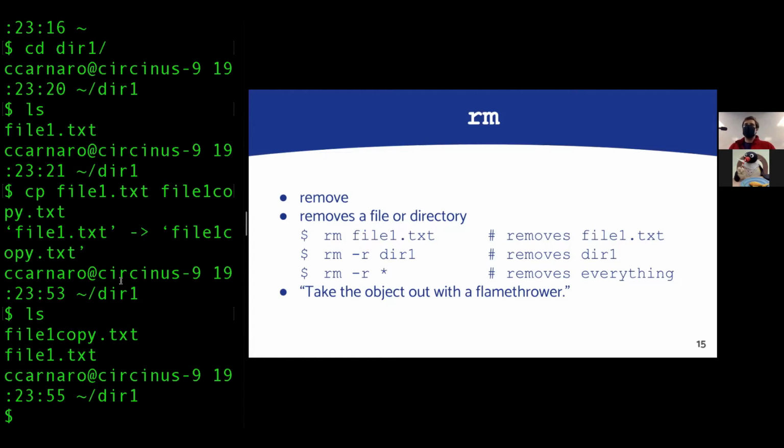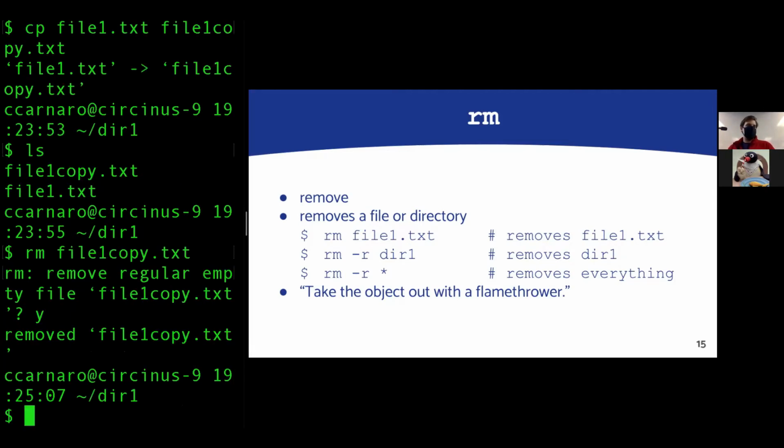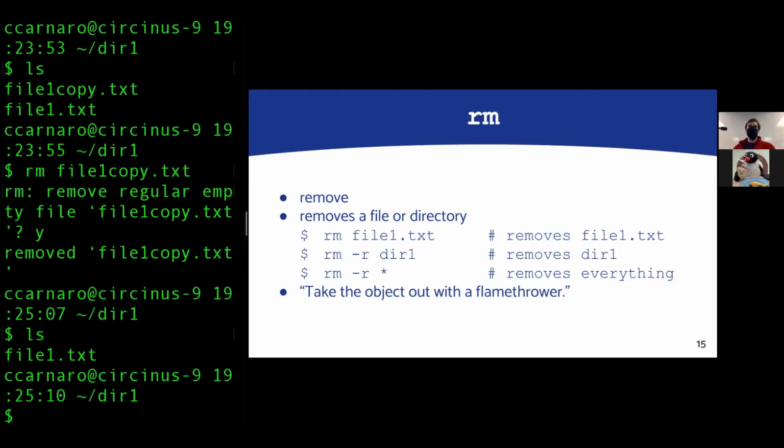So you want to make sure that when you use rm, you are removing the file that you actually want to. So I'm going to go ahead and do rm file1 copy and delete that one. Oh yeah, so sometimes your operating system will even ask you, are you sure you want to delete this? And yes, I do. So I'm going to type Y. All right, now if I go ls again, we'll see that I only have file1 here. So file1 copy has been absolutely wiped. You can think of it as like taking out the object of the flamethrower because you are not getting it back.